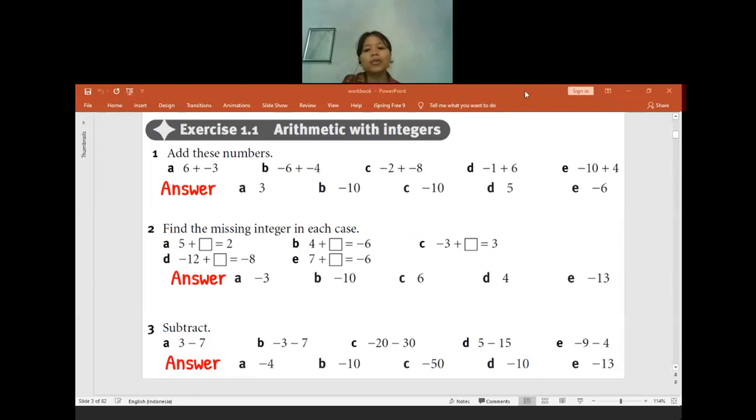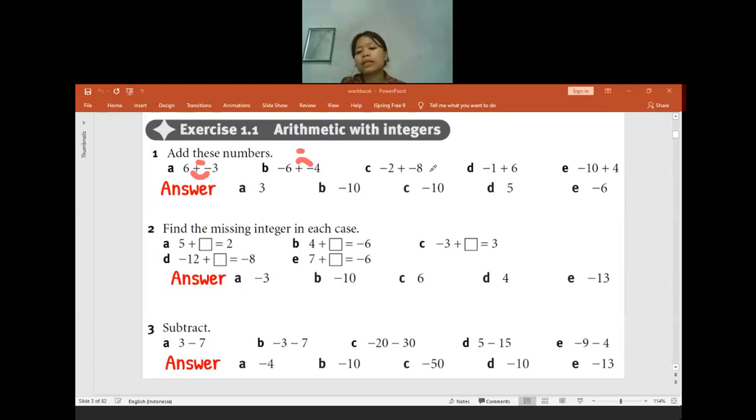When it is positive and minus, we can combine them to become minus. So this is plus and negative, we can just simplify it into negative. Later we will read it as 6 minus 3, which equals 3. Here also we can combine it to become negative 6 minus 4, which equals negative 10.